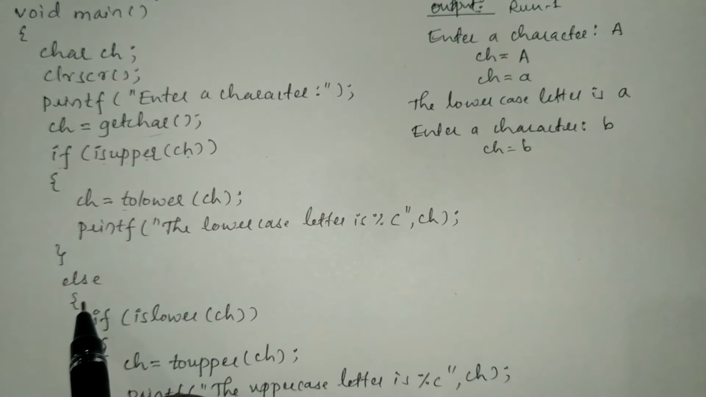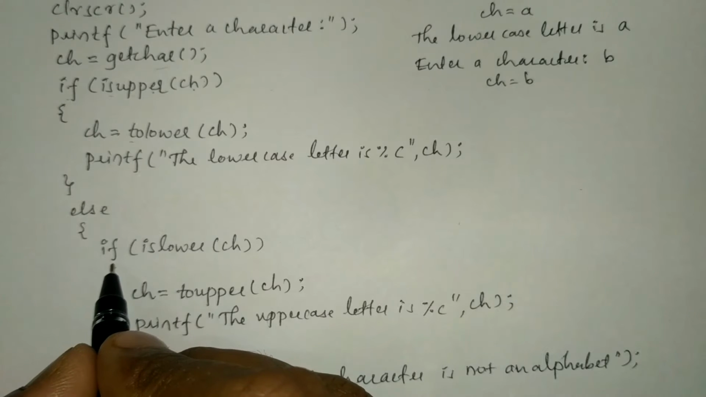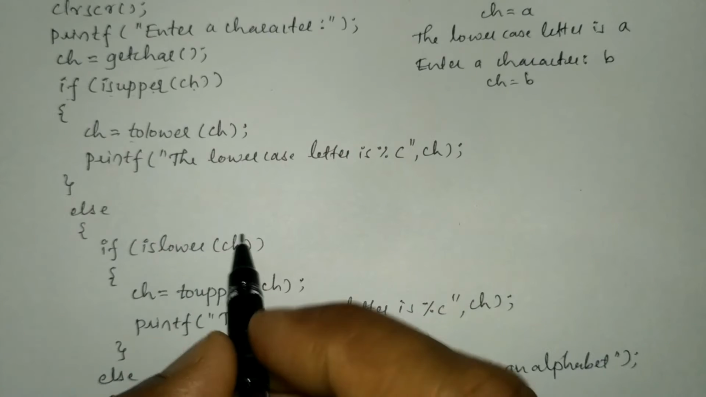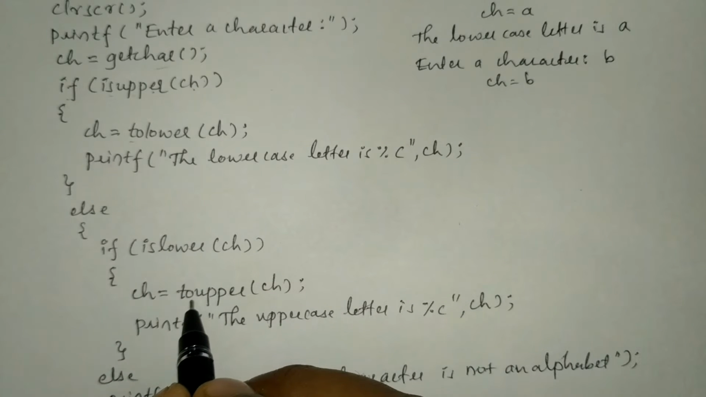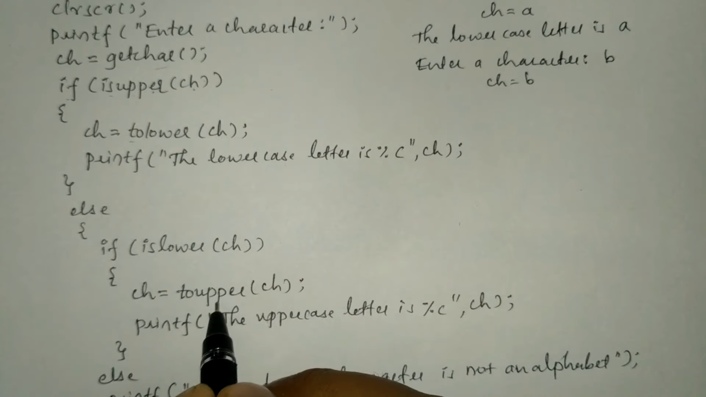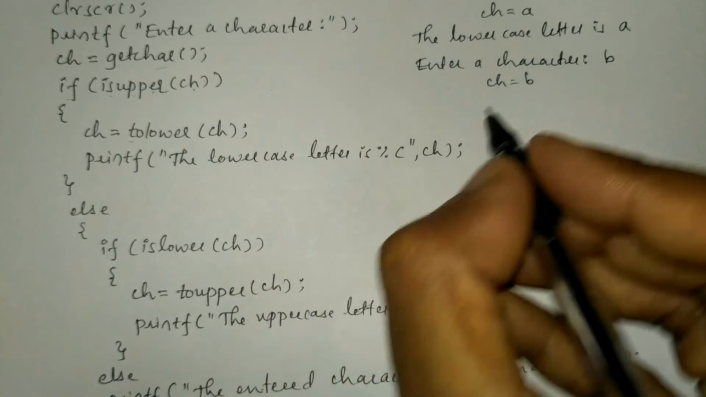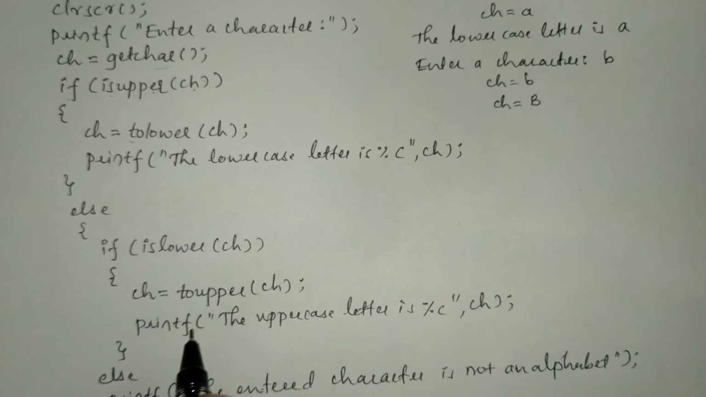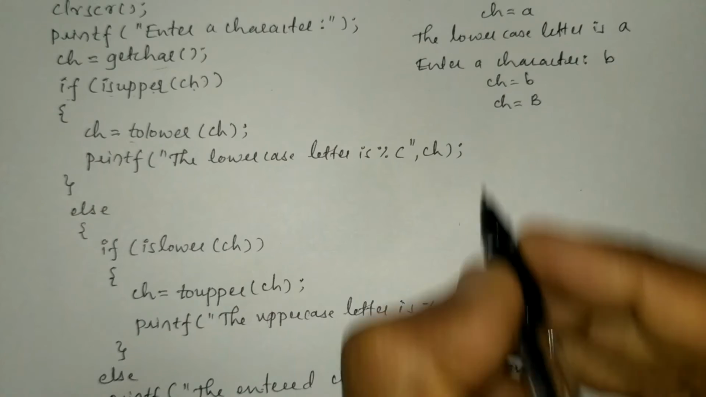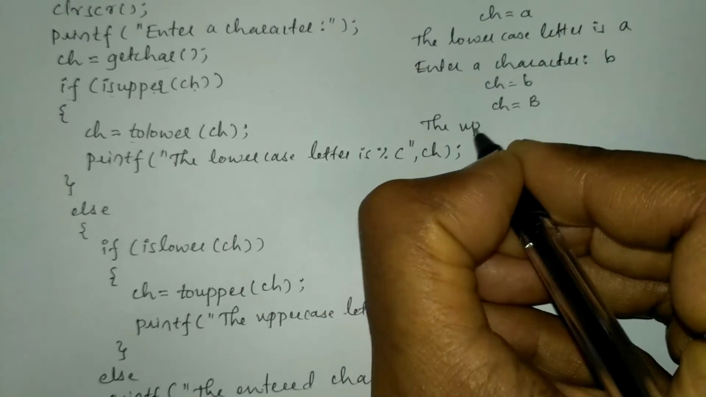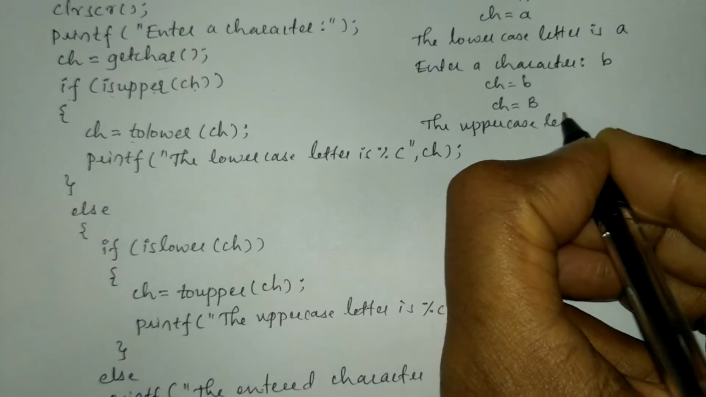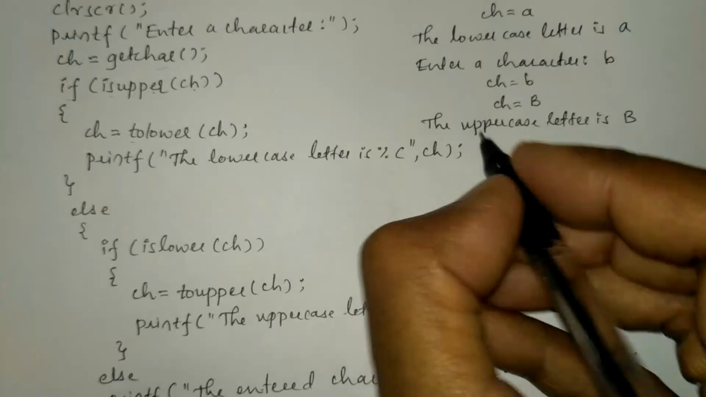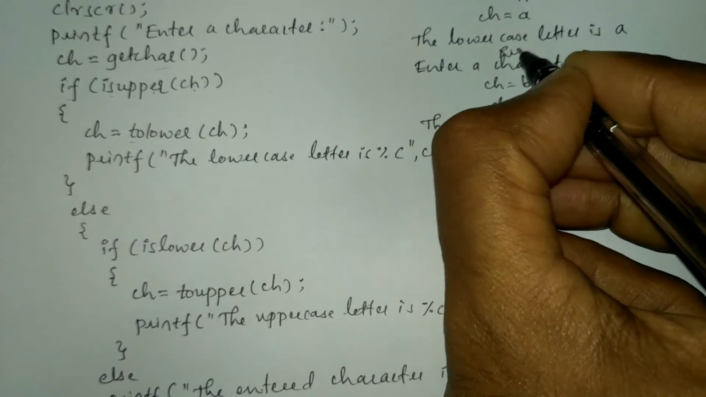Control directly jumps to the else part, and it is going to check this condition: if islower(ch), that is b. Yes, it is true. Once it is true, it is going to convert this lowercase letter to an uppercase letter using the built-in function toupper. So now ch is equal to the converted value, capital letter B. Then it is going to print "The uppercase letter is capital B". This is run 2.